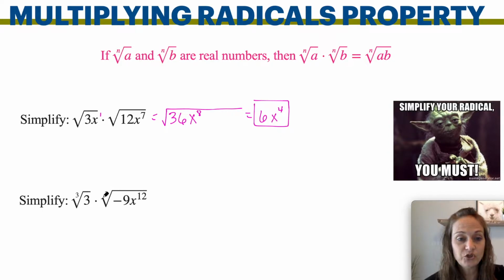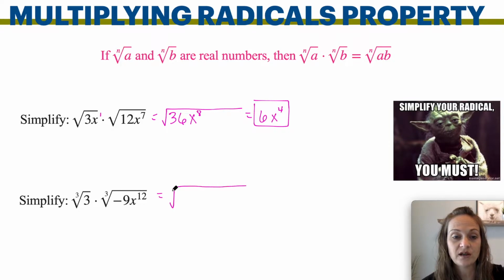These are both cube roots, which means you can still do the same thing, and you can put them all under the same radical. 3 times negative 9 is a negative 27, and then you have x to the 12th. Now you can take the cube root. The cube root of negative 27 is a negative 3, and then the exponents, you divide by the index. 3 goes into 12 4 times exactly.